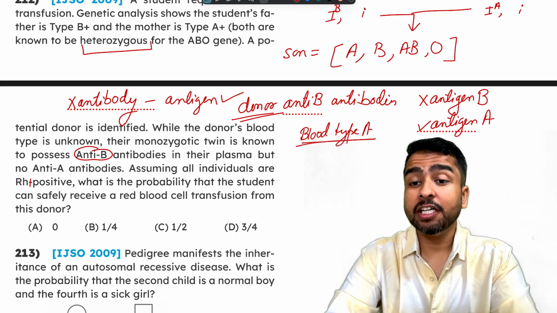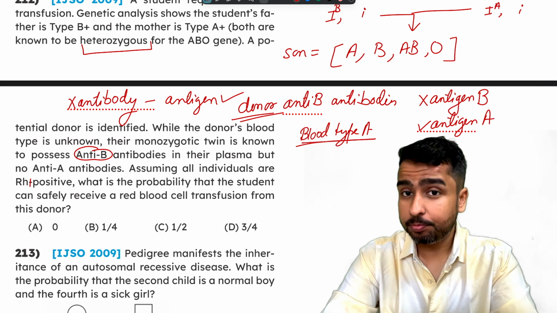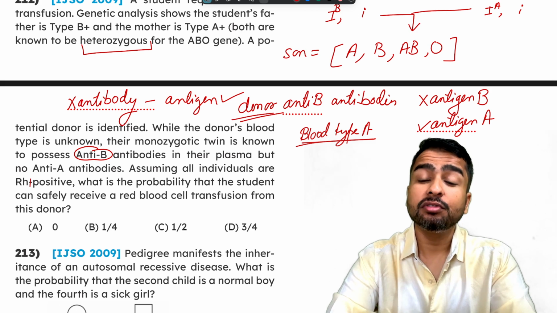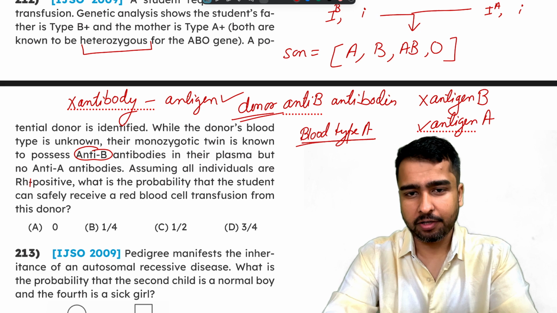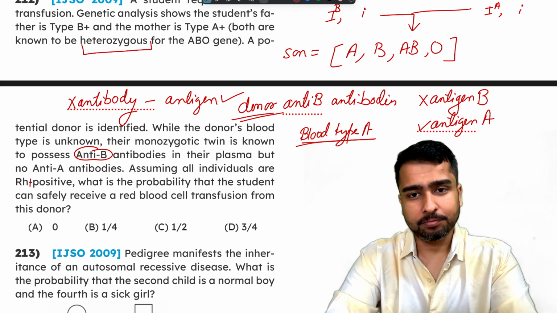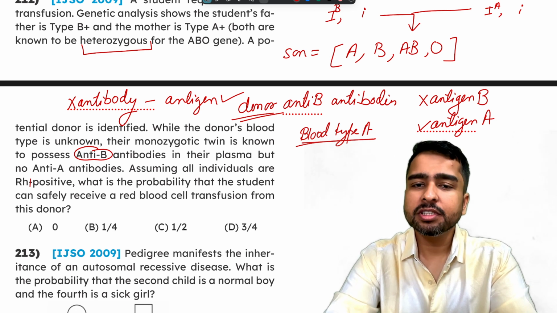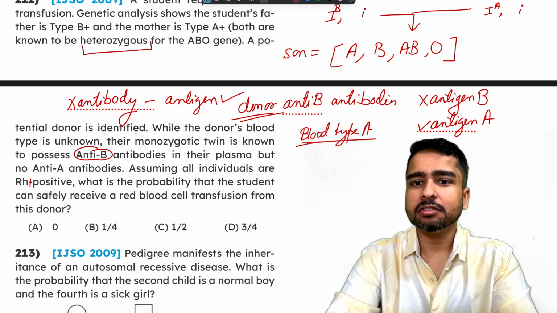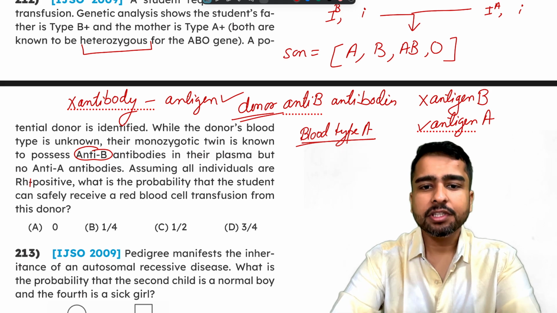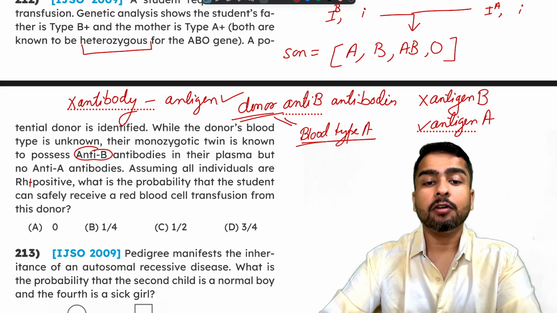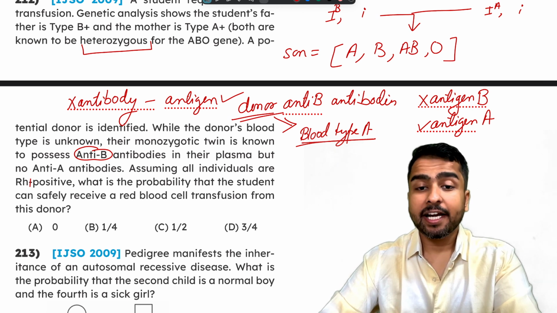Why can it not be AB? Because if B were present, then the individual shouldn't have had anti-B antibodies, but he does. So blood type A is confirmed, and we can also rule out O. Why? If it is O, meaning no antigen, both antibodies should be there. So it's very clear that the blood type of the donor is A, with no anti-A antibodies.